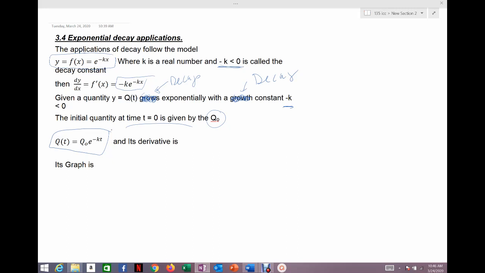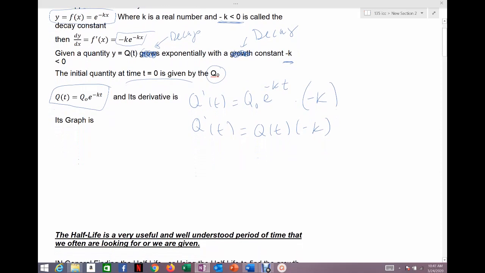e raised to the negative k times time. So again, we'd be losing; the k means we're losing that percent over our time period. So its derivative, basically that derivative in terms of quantity, is our original expression, our initial value, e raised to the negative k times time, and then we multiply by the negative percent, the decay constant. Or if I rewrite it, it's the amount we have times the percent at which we're losing it. Basically that's the same thing that we did with the growth case, except this time our constant is negative because we're losing.